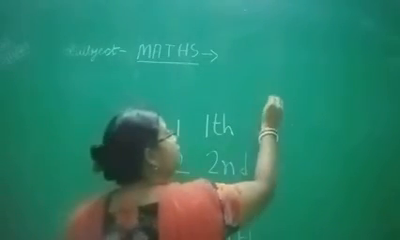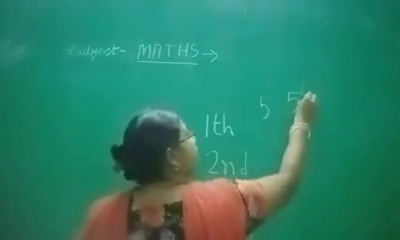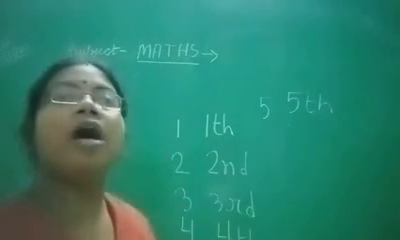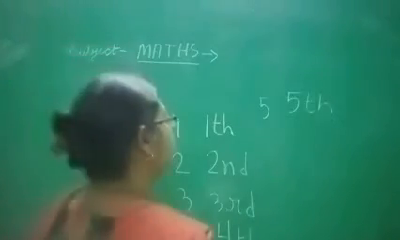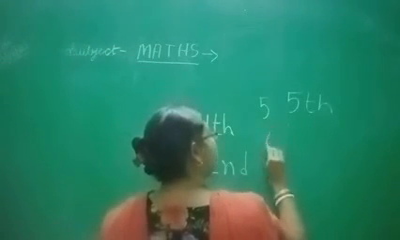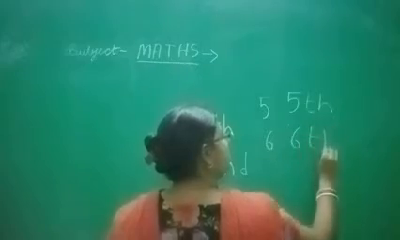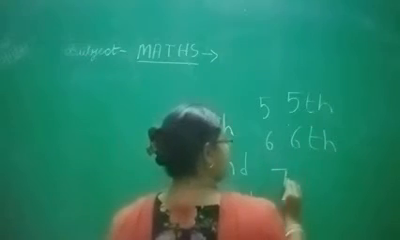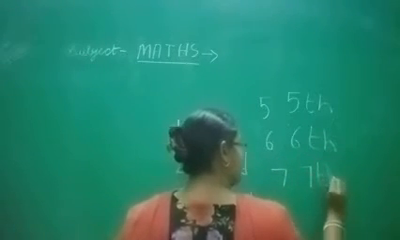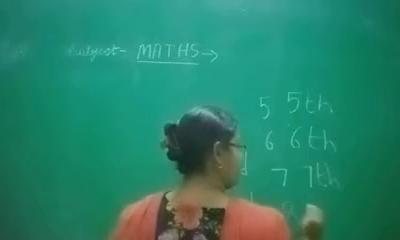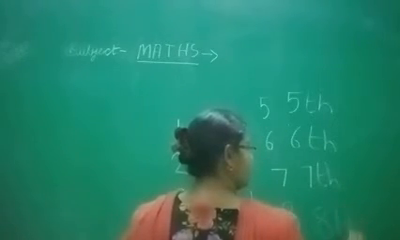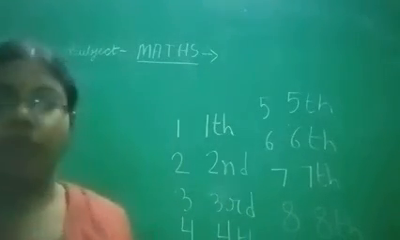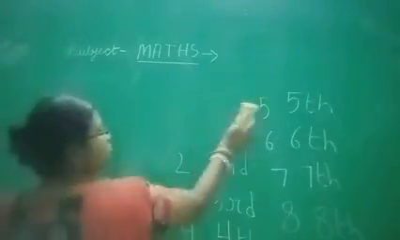Then I have written here 5. Here it is 5, TH we will write. It becomes fifth. How will we pronounce it? Fifth. Then 6th, how will we pronounce it? 6th. Then 7th. Then 8th. 8th. Okay.